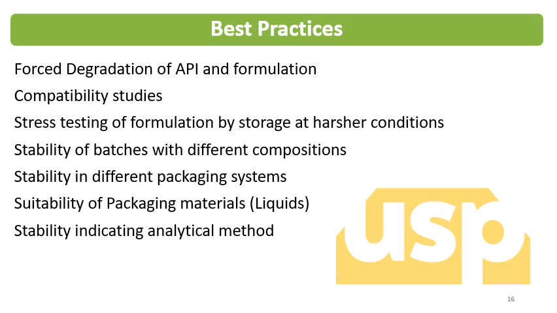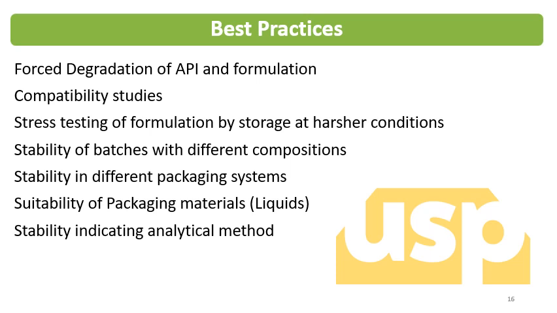Then stability of the batches with different compositions. Load the stability batches made with different raw materials or compositions to understand the problematic excipient or problematic process. Stability in different packaging systems. Always have stability data with different packaging systems like aluminum blister, PVC blister, PVC PVDC blister, acryl blister, and many more. In HDPE bottle, have data with low weight HDPE bottle, heavy weight HDPE bottle, and HDPE bottles with desiccants. Suitability of the packaging materials to be evaluated mainly for the liquid formulations.